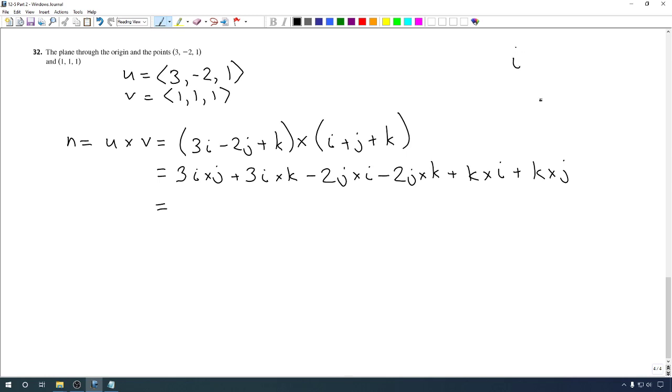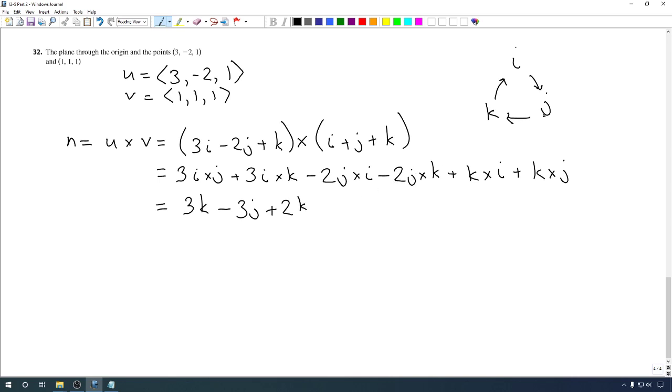And just as a reminder, I like to use the cycle of i, j, k. I cross with j, I'm following the arrows when I do that, so I end up with a positive k. So this is a 3k. I cross with k, I'm now going against the arrows, and I end up getting a negative j. So this is negative 3j. J cross with i, again we're going against the arrow, so negative k. I already have a negative there, so I get a plus 2k.